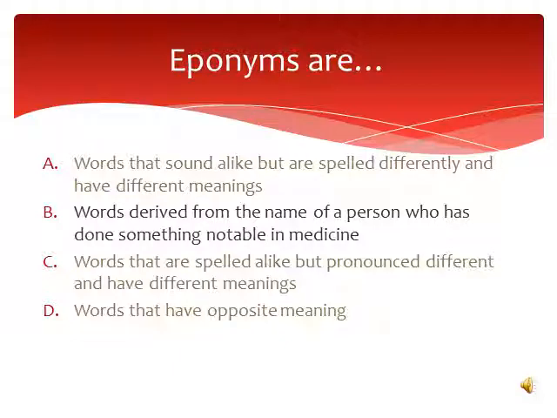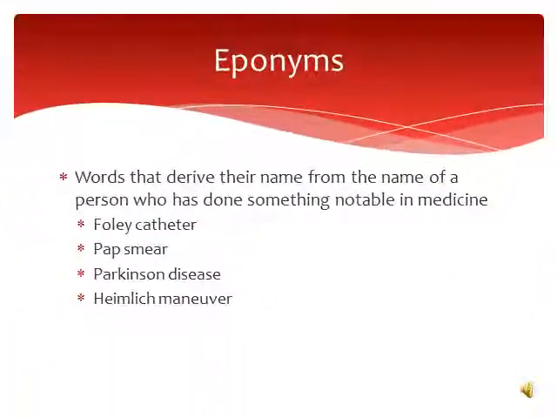And the correct answer is B. Eponyms are words derived from the name of a person who has done something notable in medicine. And some examples are shown here, such as Foley catheter, Pap smear, Parkinson disease, Heimlich maneuver. Notice because these eponyms are derived from the name of a person, it's a proper noun. And remember our proper nouns? When we have a proper noun, we capitalize it. So that's why our eponyms are capitalized.